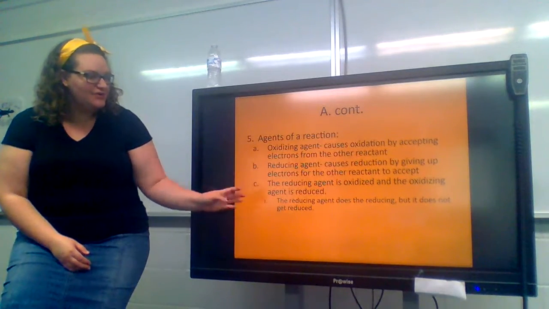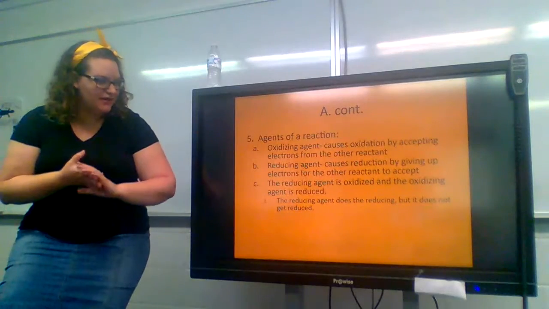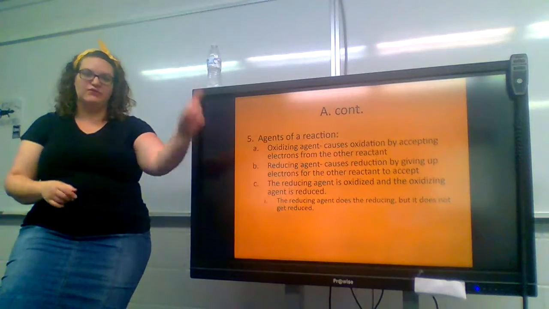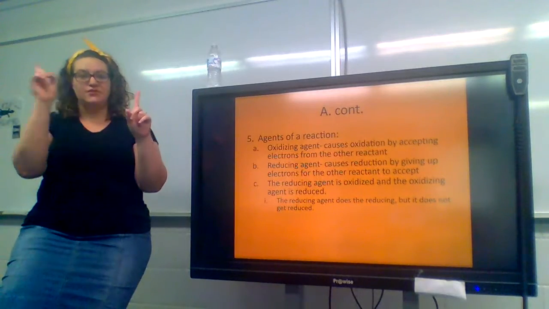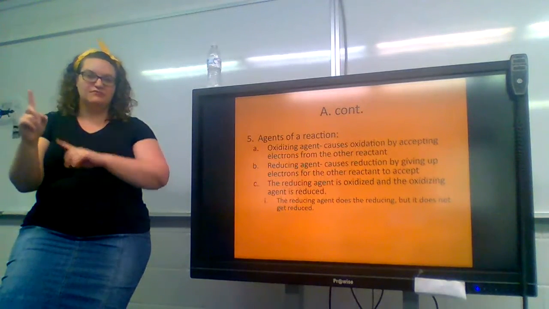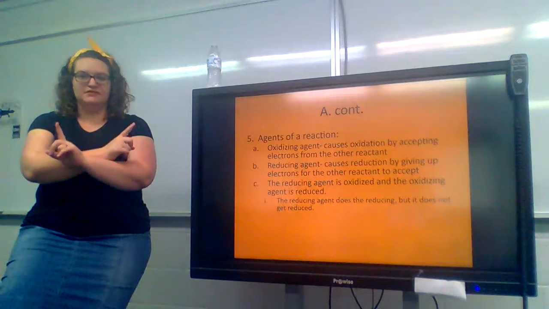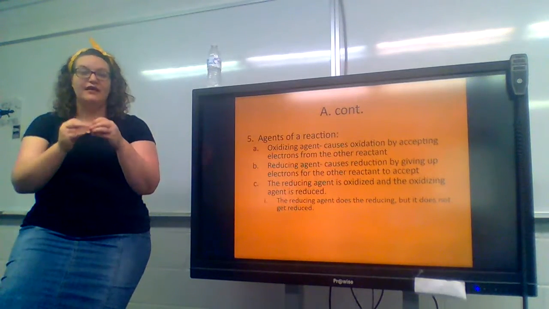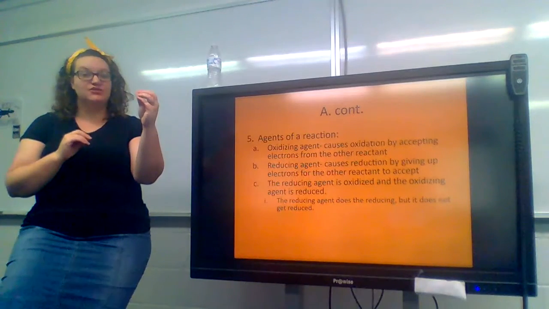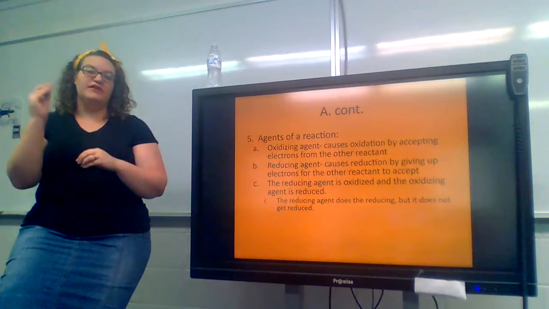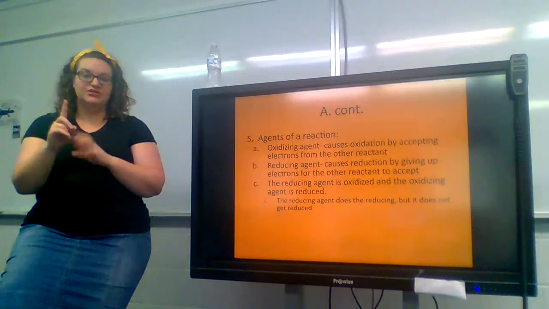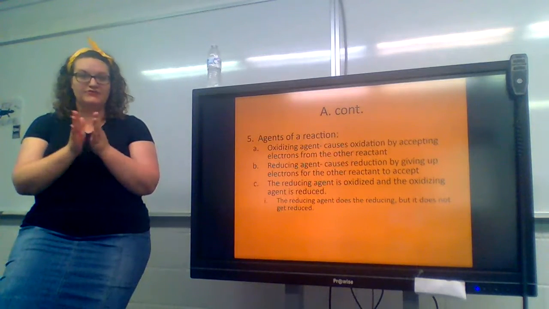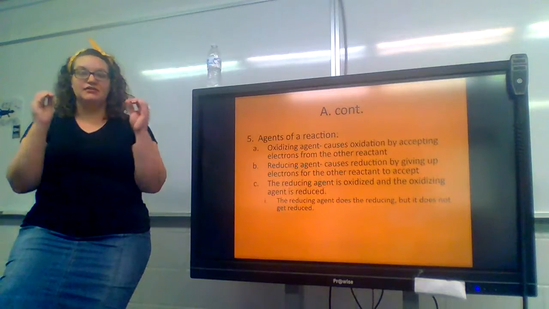The reducing agent is oxidized and the oxidizing agent is reduced. They do the opposite to each other, okay? So if you have the oxidizing agent, it's going to reduce. If you have the reducing agent, it's going to oxidize. That's very important to remember. Do not forget that. It does the opposite every single time, without fail.